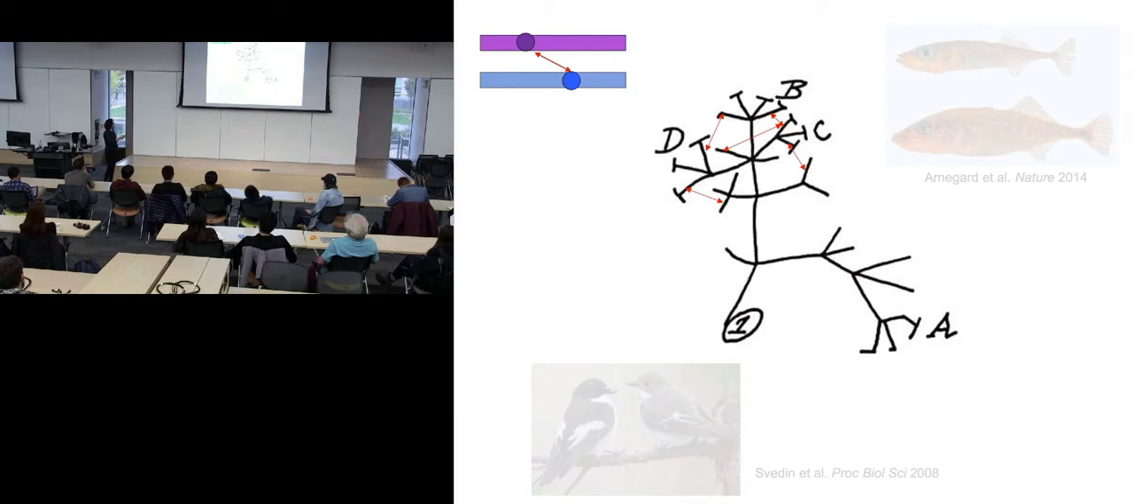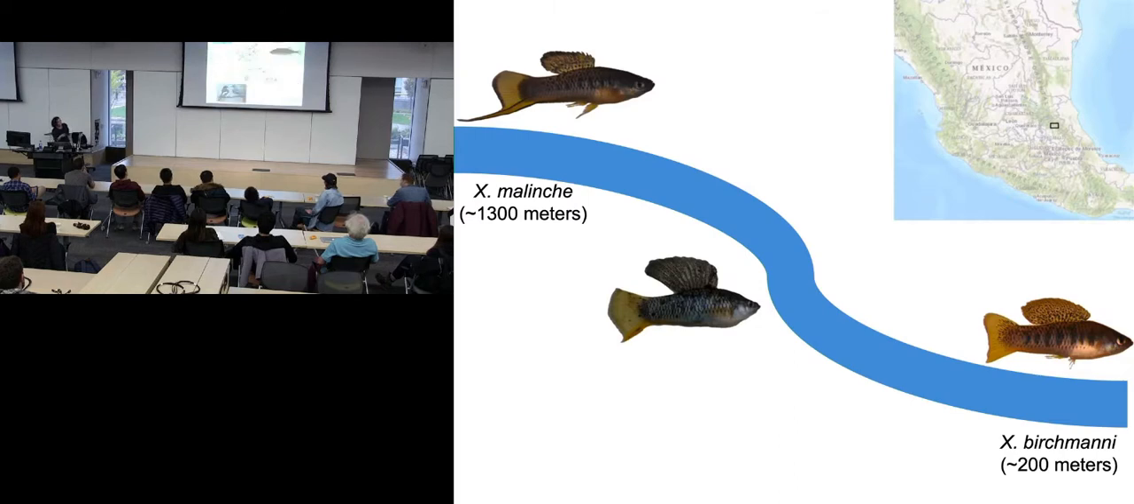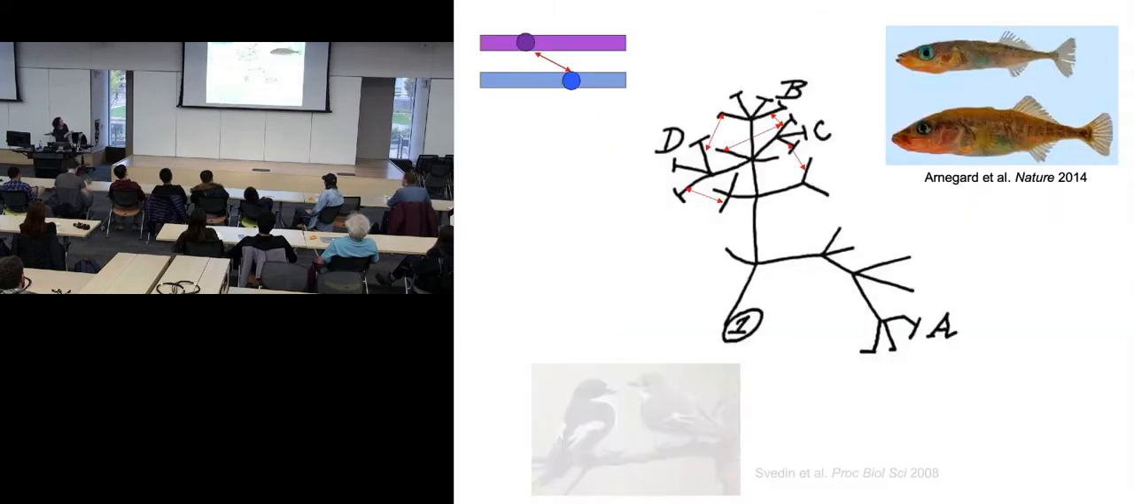We also know that hybridization can have ecological consequences. For example, if the parental species are adapted to different ecological niches, hybrids may have an unfavorable intermediate phenotype, or hybrids can have novel phenotypes in some cases that allow them to invade new habitats. So it can often be difficult to predict the ecological outcomes of hybridization.